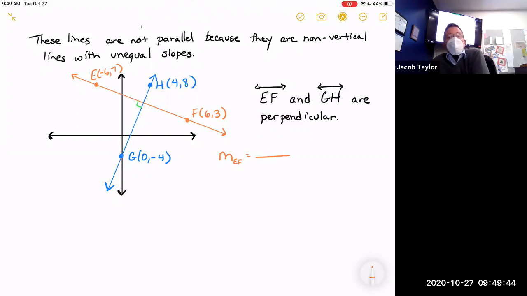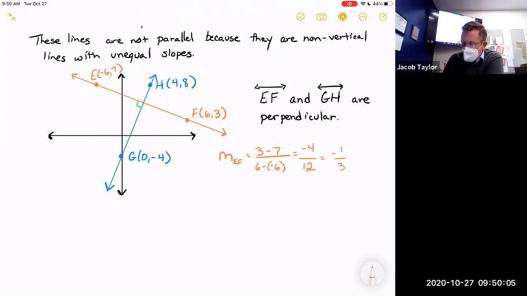So first I'm going to find the slope of line EF. So I'm going to subtract the y's. Let's do 3 minus 7 because those are the y coordinates. And on the bottom, I'll subtract the x's. 6 minus -6. So this is going to give me -4 on the top, 12 on the bottom, and that will reduce to -1/3.